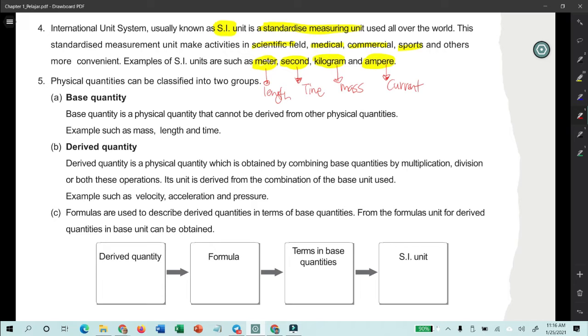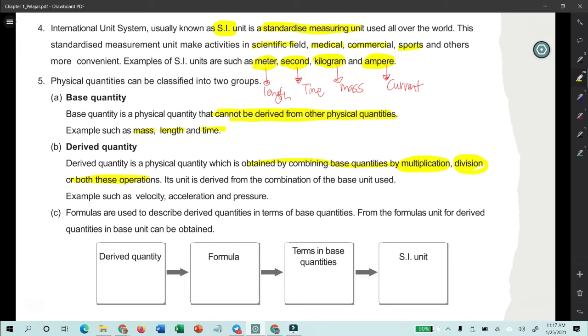Physical quantities can be categorized into two. The first one is base quantity, and the second one is derived quantity. What I mean by base quantity: base quantities are quantities which cannot be derived from other physical quantities, for example mass, length, and time. Whereas derived quantities are quantities obtained by combining base quantities by multiplication, division, or a combination of these two operations.